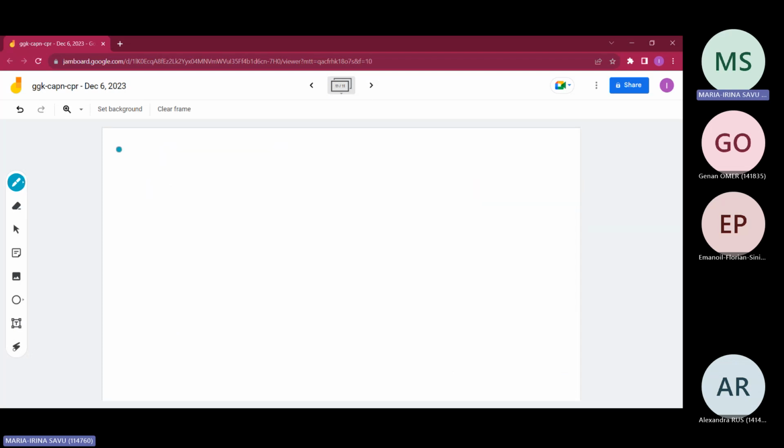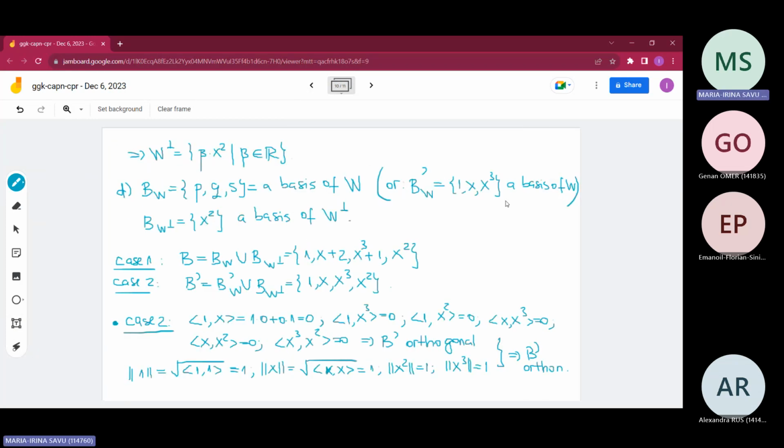Okay, let's see case 1. I will give you 10 minutes to find the orthogonal basis starting from this basis B, and you have to use the Gram-Schmidt procedure, but first try to rearrange these vectors.